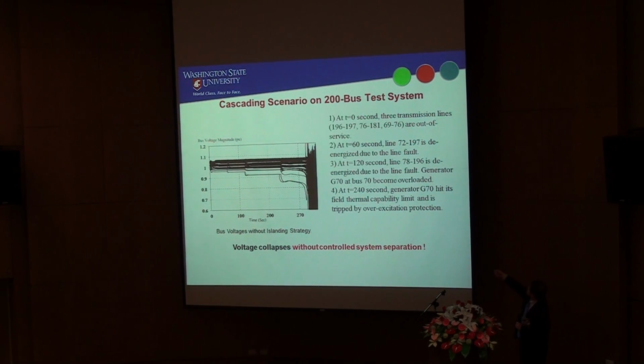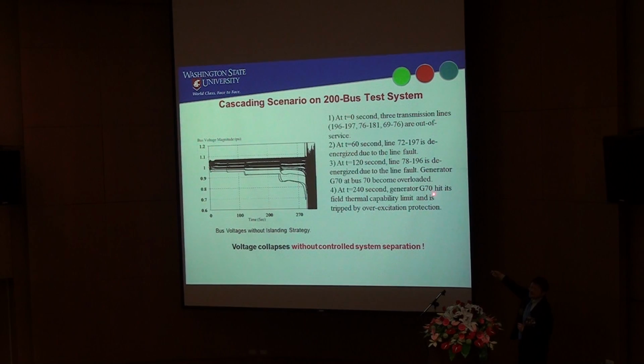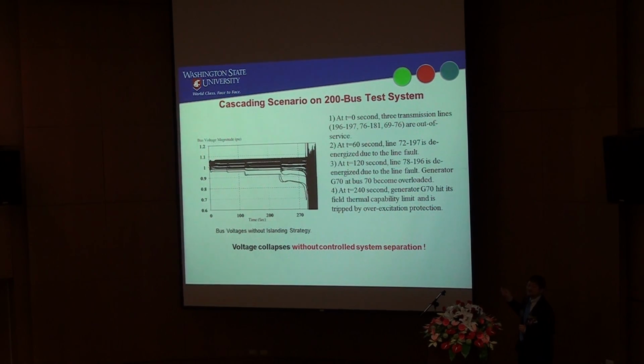And when you begin to lose lines like this, you have a reactive power problem because the voltage begins to drop, right? One generator, number 70, becomes overloaded. So it's clear that the reactive power load is becoming very high because you're losing lines. And the generator has to provide reactive power to support the voltage. So it looks like a problem.